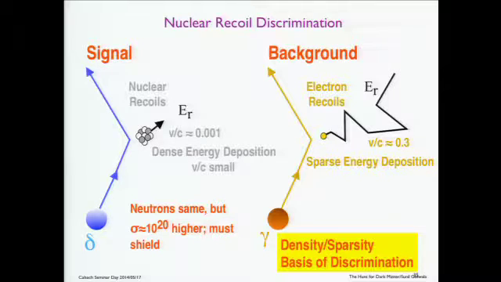Now, neutrons can also create dense energy depositions because they interact with nuclei, but neutrons are actually very easy to shield, so that's acceptable. Okay, so nowadays there are an enormous number of techniques being used to search for dark matter to basically try to find a way to do nuclear recoil discrimination. These have been developed over the last 20 years or so. And they combine, in general, two different measurements in a given target because you need two numbers to be able to separate an electron recoil from a nuclear recoil.